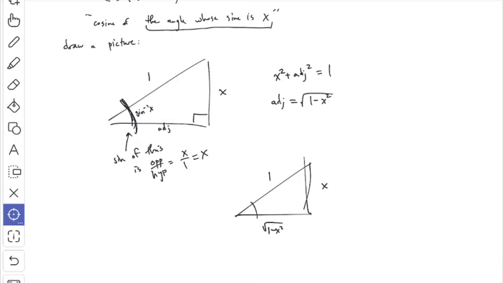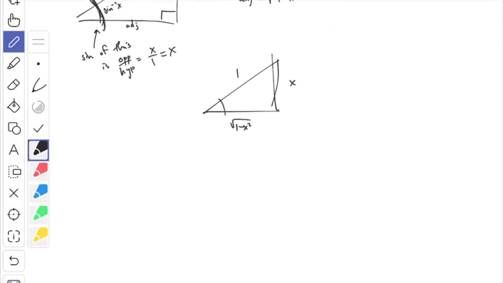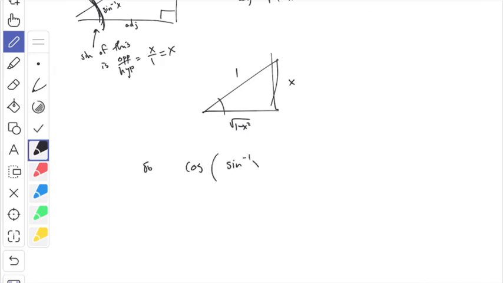All right, and so anyway, what's the cosine of that? Now you can see it is that weird square root thing over 1, the adjacent over the hypotenuse. So the cosine, in conclusion, cosine of inverse sine of x is square root of 1 minus x squared over 1, which of course you don't need to write the over 1. It's that. Now this is not a fact that you should memorize, but I hope you believe me. We're actually going to use that fact in a moment.